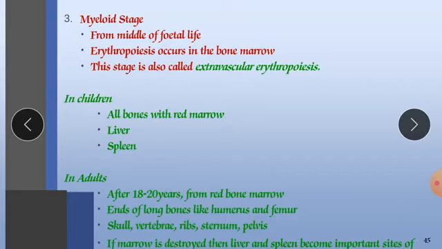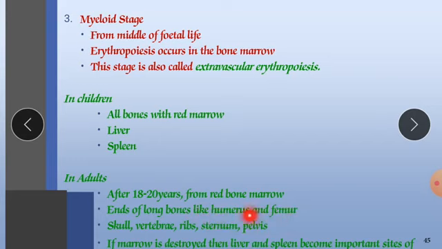In children, blood is formed in red bone marrow, liver and spleen. In adults, after 18 to 20 years, all the blood is formed from the red bone marrow, where erythropoiesis will occur. The ends of the long bones like the humerus and femur are the major sites of blood formation.